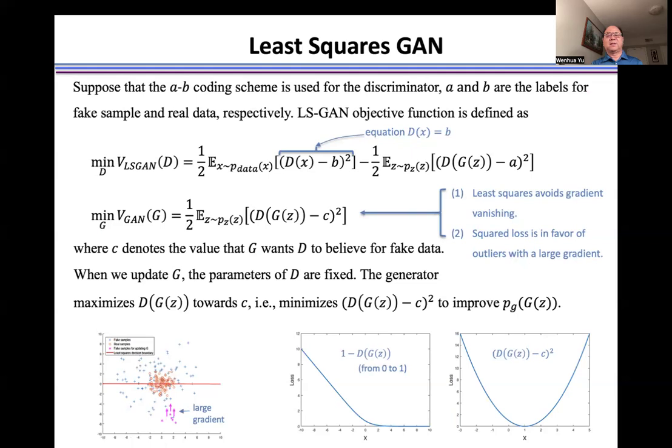By properly selecting A, B, and C, we use this loss function to train the generator. We get two benefits. The first one is that least squares avoids gradient vanishing. Second, the squared loss favors outliers with a large gradient, which are explained graphically in these figures.